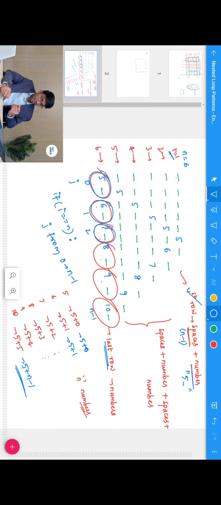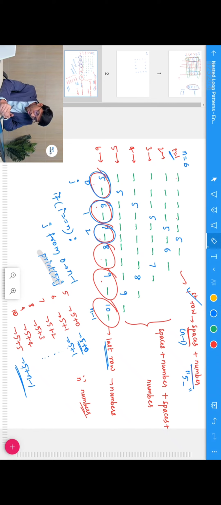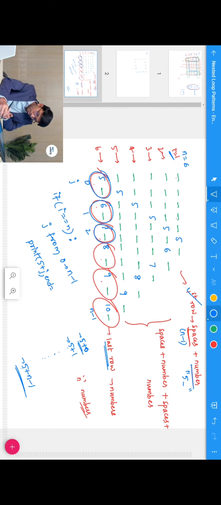Next, what do I need to print? I need to print 5 plus j as a number. I need to print it as a string followed by a space. So what I'll do is I'll print 5 plus j, comma, end equal to a space.